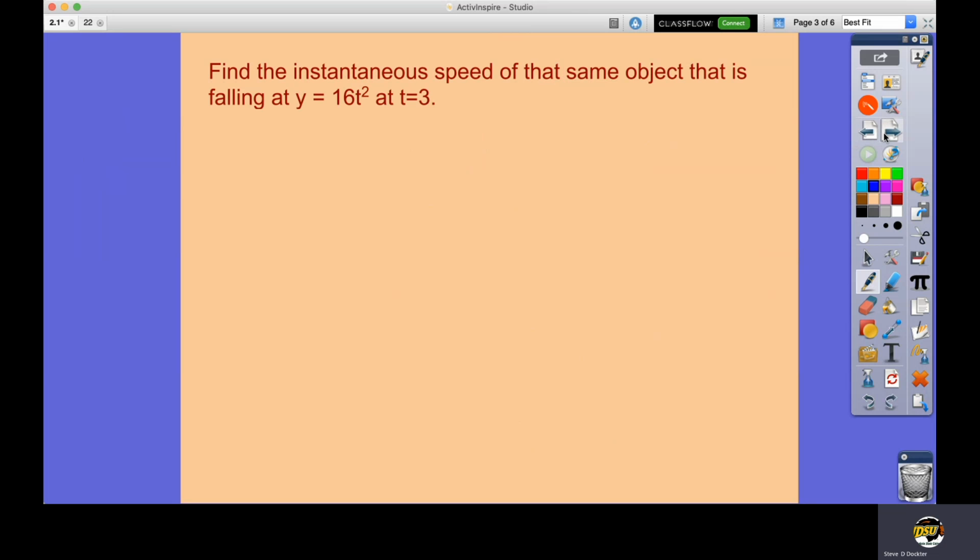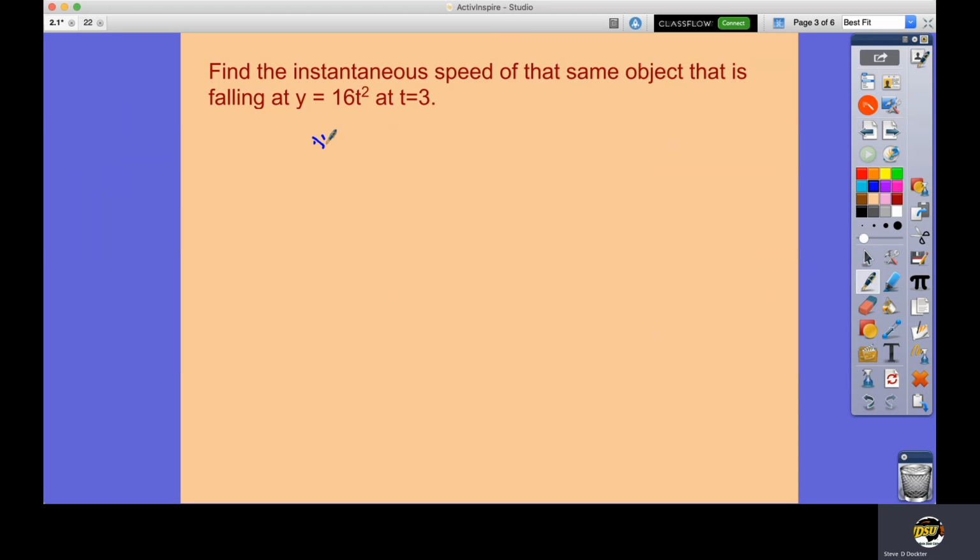Now, there is 1 word difference between that one and this one. Very good, Eli. All right, write it down. Find the instantaneous speed of that same object that is falling at y equals 16t squared at time equals 3. So what instantaneous means is how fast is it going exactly at 3 seconds? Drew, what do you think you do? You take that 3 and plug it into the 16t squared. Yep, that's all you do.